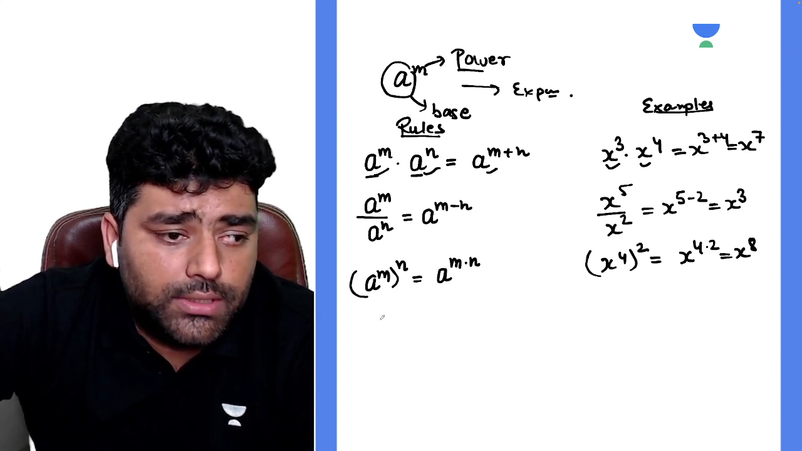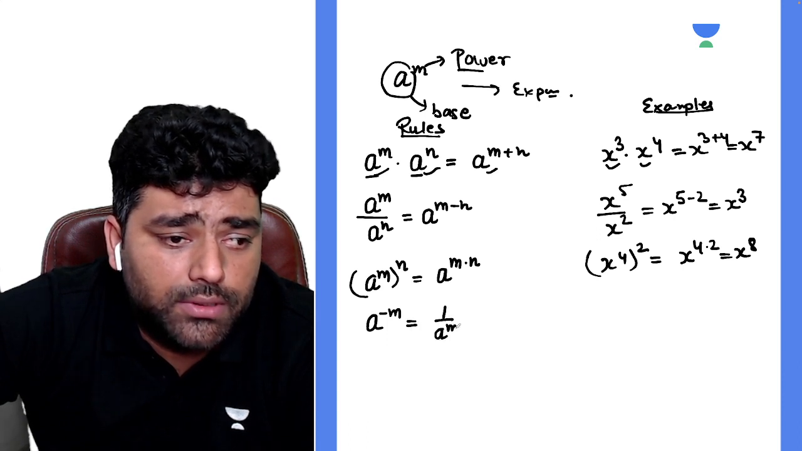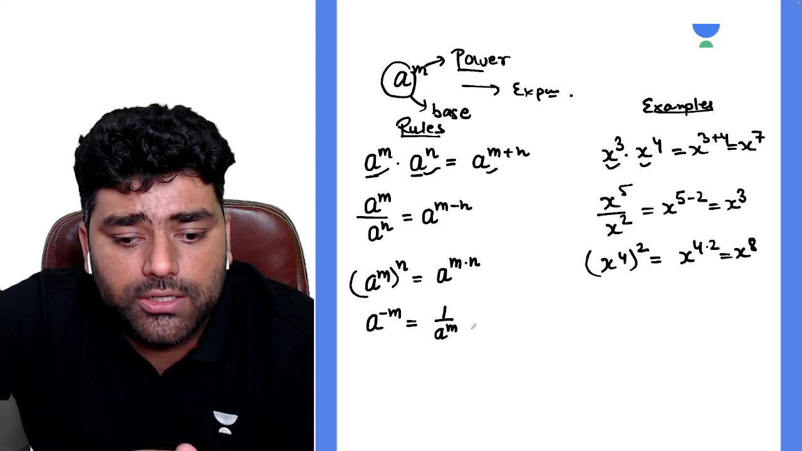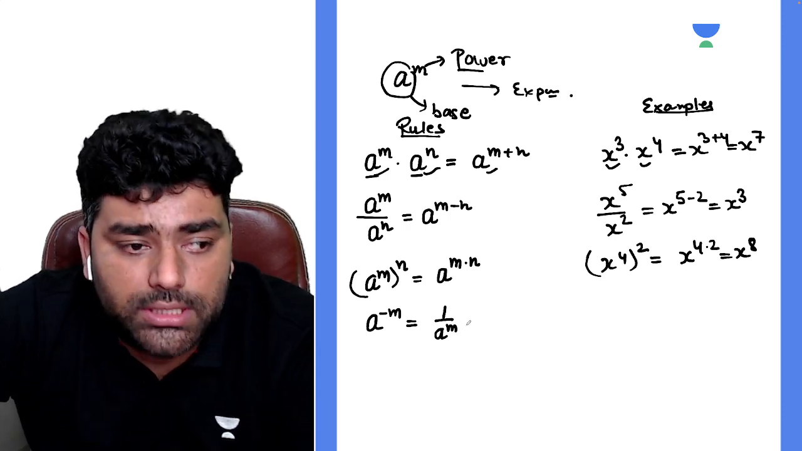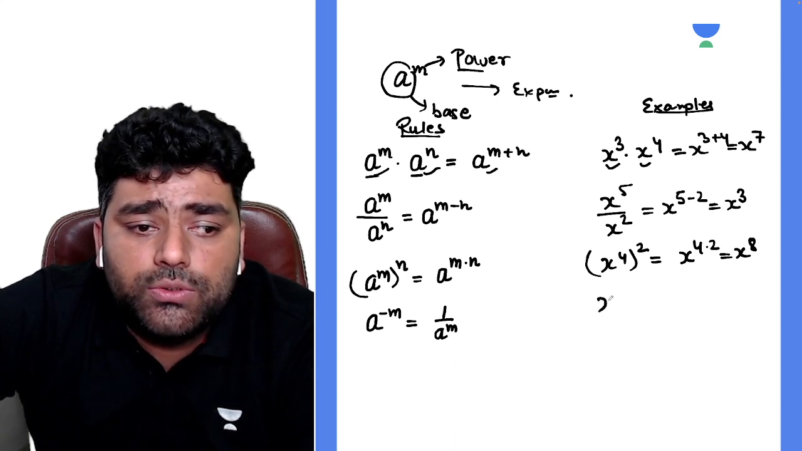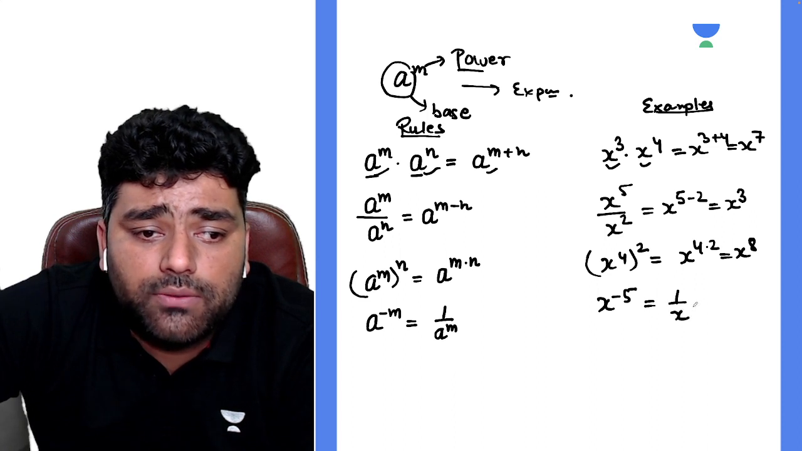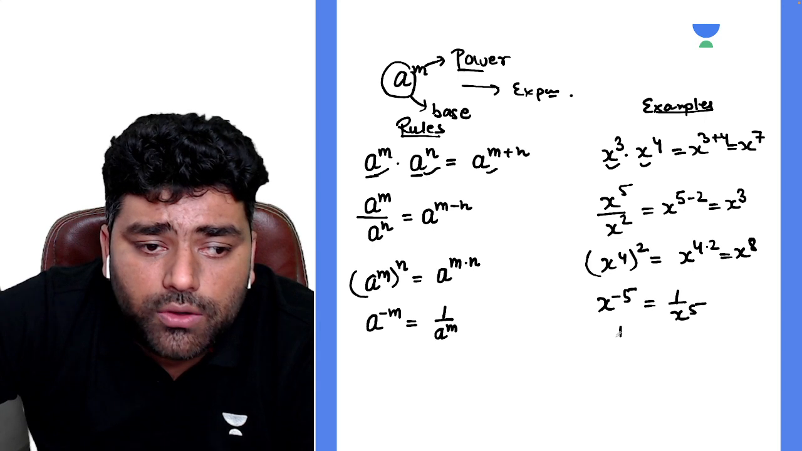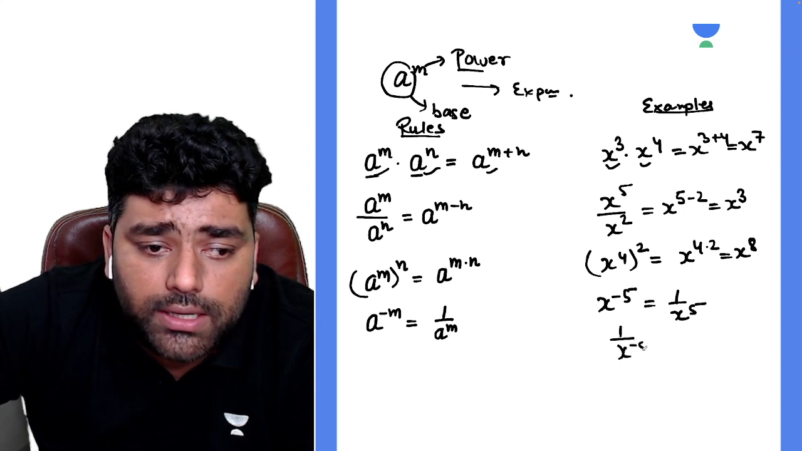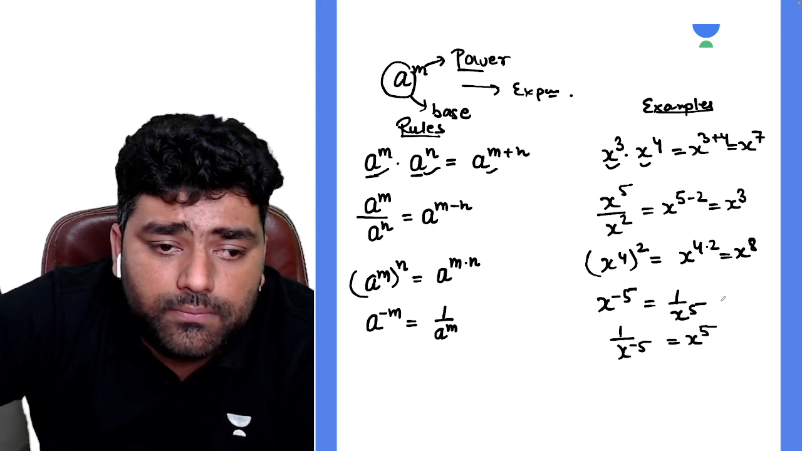Okay, the fourth rule is, if you have a to the power negative m, you can write it down as 1 over a to the power m. So you can move the term from numerator to denominator to make the power positive, right? So if you have x to the power negative 5, you can write down 1 over x to the power 5. Or vice versa. Suppose you have 1 over x to the power negative 5. You can write it as x to the power positive 5.